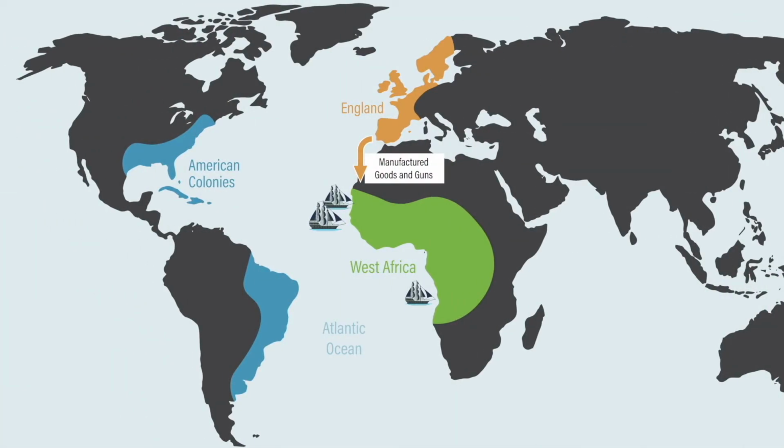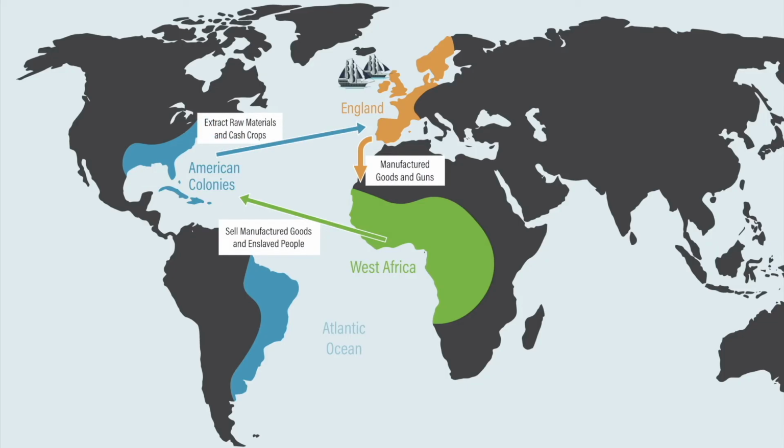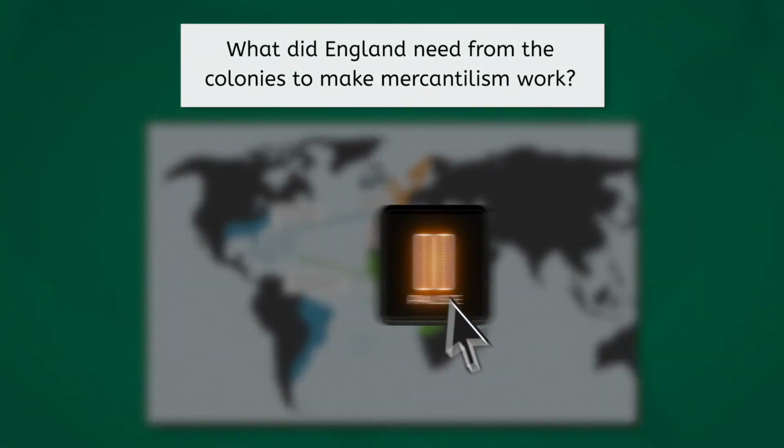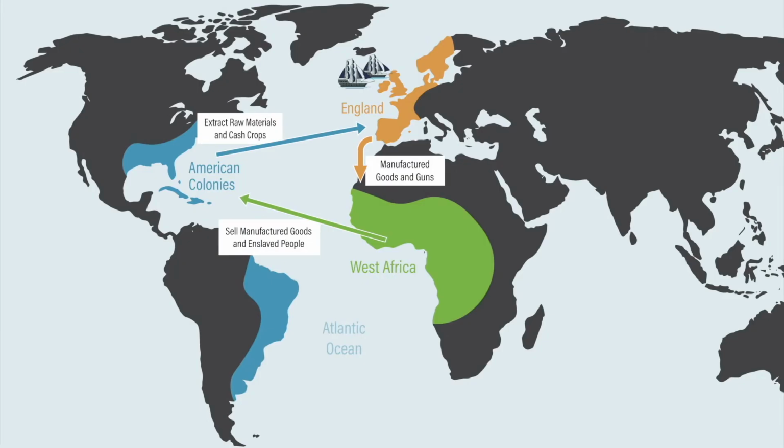First, from England, ships carried manufactured goods and guns to Africa. Second, from Africa, the same ships brought manufactured goods and enslaved persons to the American colonies. Third, from the colonies, raw materials were sent to England. Using the diagram, what did England need from the colonies to make mercantilism work? England needed raw materials from the colonies to produce finished goods sold in other markets.